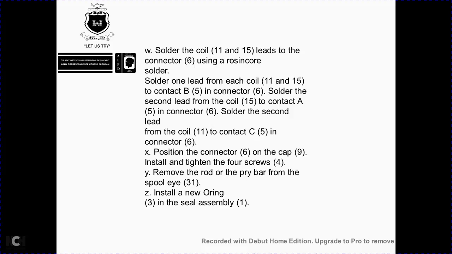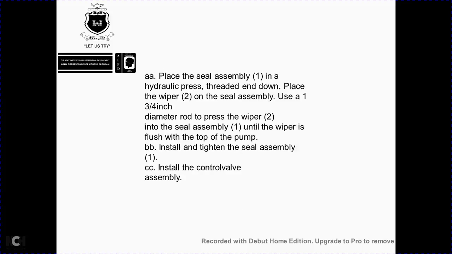Remove the rod of the pry bar from the spool 31. Install the new O-ring 3 and the seal assembly 1. Place the assembly 1 in the hydraulic press, thread end down. Place the wiper 2 on the seal assembly. Use a 1 3/4 inch diameter rod. Press the wiper onto the seal assembly until the wiper is flush with the bottom of the bore. Install and tighten the seal assembly 1. Install the control valve assembly.